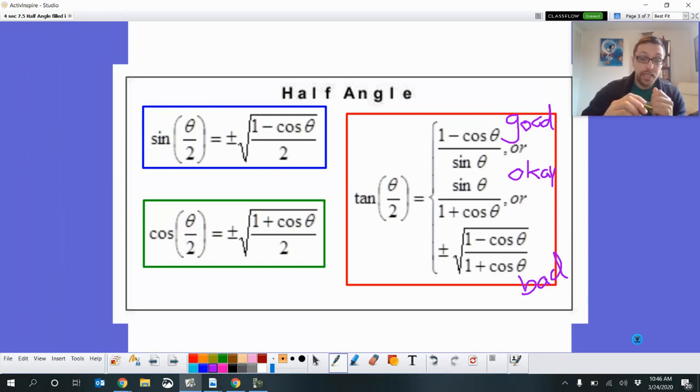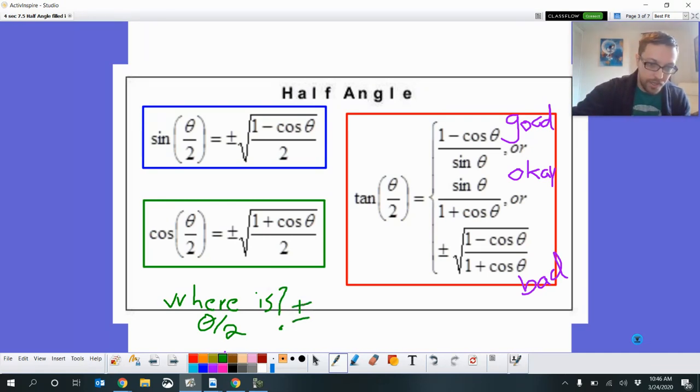Now, you might have noticed that each one of them has that plus or minus right there. We do need to take that plus or minus into consideration when we're deciding our answer. We're not going to get two values out of this. We should only get one. To decide which one we're going to use, the plus or the minus, you need to ask yourself, where is theta over 2? That's going to decide whether you use plus or minus.